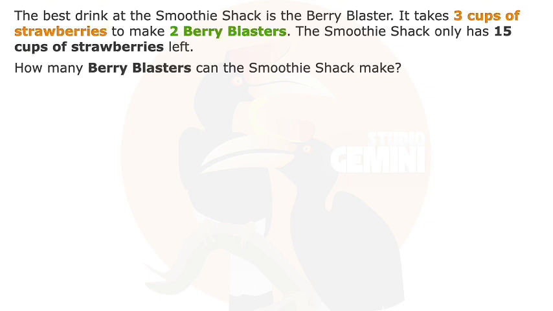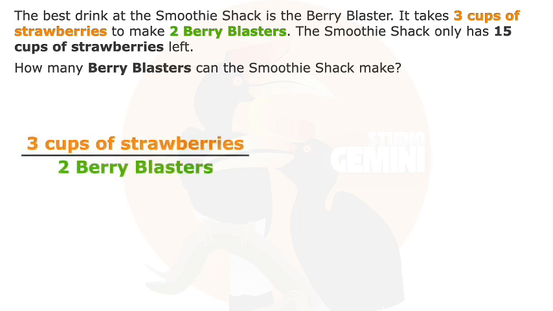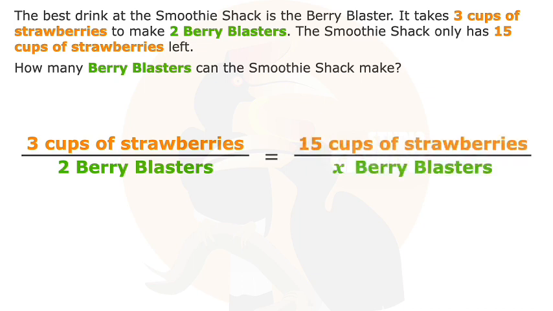Let's write this ratio as a fraction. The Smoothie Shack only has 15 cups of strawberries left, and you need to find how many Berry Blasters they can make. Let's write this ratio as a fraction too. We have 15 cups of strawberries, and we don't know how many Berry Blasters they can make, so we'll put an x for that in our denominator.